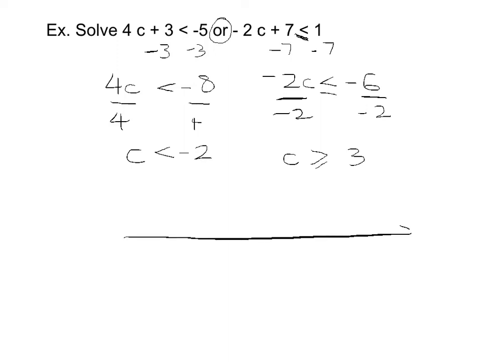So let's graph this now. We have a negative 2, and we want the numbers that are to the left of negative 2. Remember, open circle. And for 3, we want a filled-in circle, in other words, closed, because we can include 3 in our solution, and then we want all the numbers to the right.